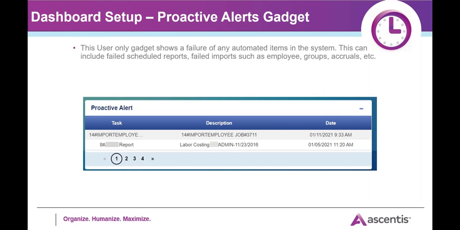The next one is a relatively new gadget, and it's called the Proactive Alerts gadget, and it is a user-only gadget. This is set up to give you information about any failed automation. So in this case, we can see that there was an employee import that had failed on January 11th, and then one of the reports was scheduled to email out, and that failed as well, and that failed on January 5th.